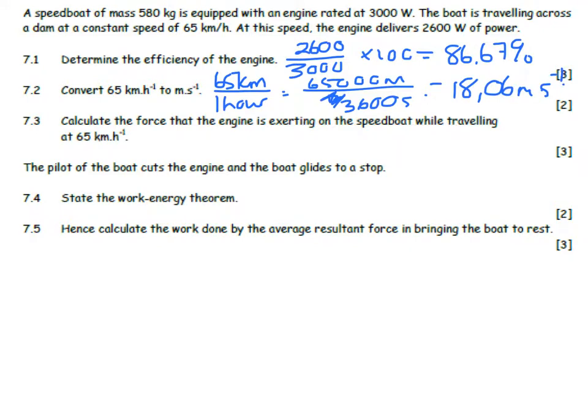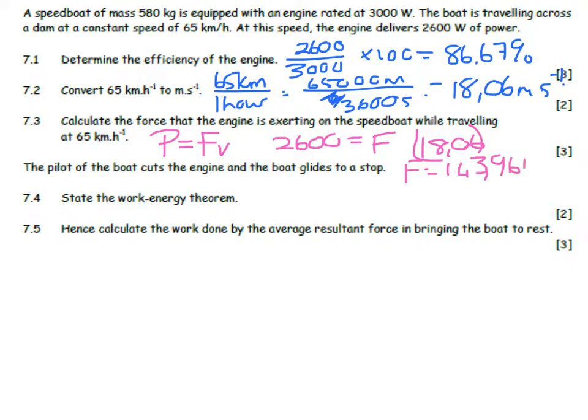Calculate the force that the engine is exerting on the speedboat while it is traveling at that speed. Power is equal to force times velocity. I know the power is 2,600, that's the output power. I know the velocity is 18.06, and therefore I can work out the force, and the force turns out to be 143.96 newtons.